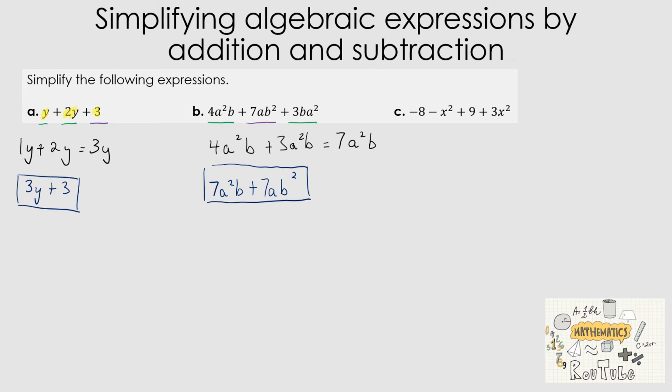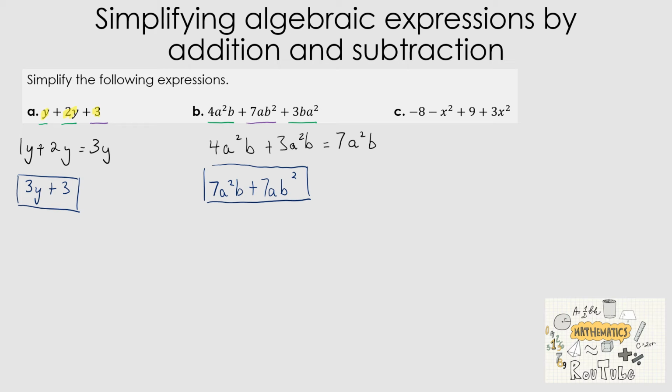And now finishing off with question C. So now we've got negative 8 minus x squared plus 9 plus 3x squared. Now this one's a little bit different because hopefully you can identify we've got 2 sets of like terms. So we've got 4 terms in this algebraic expression, and we have 2 constants and 2 terms that contain x squared.